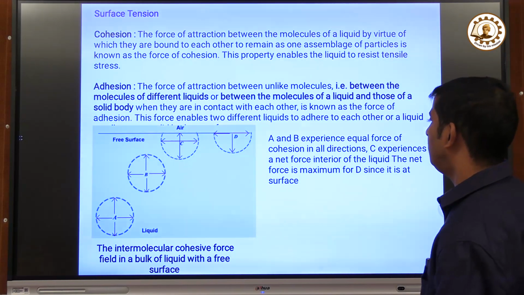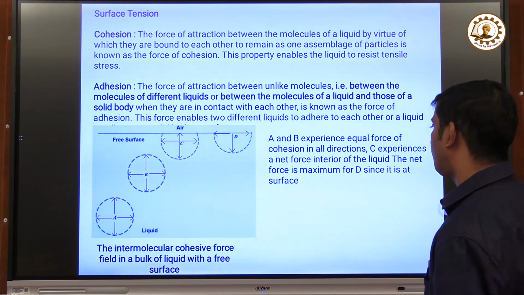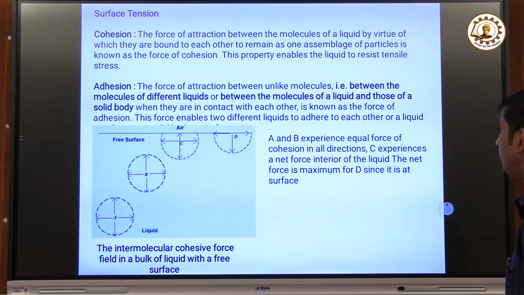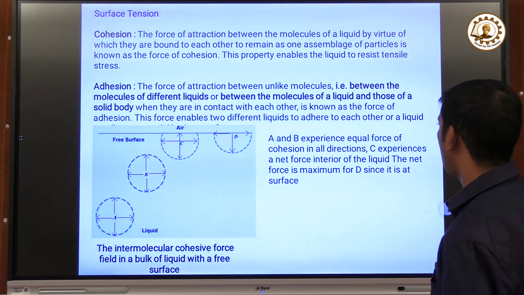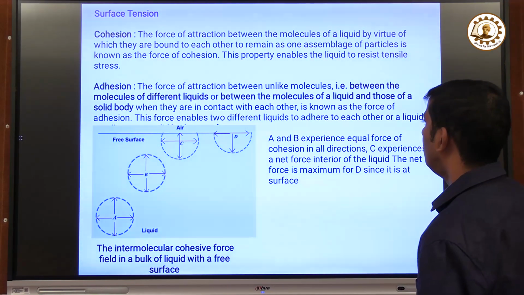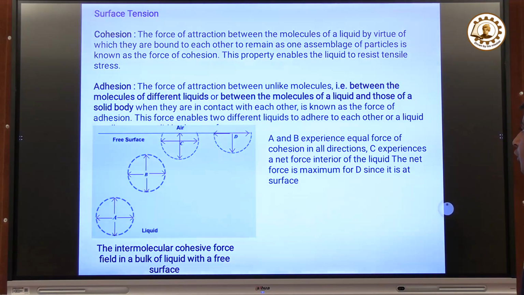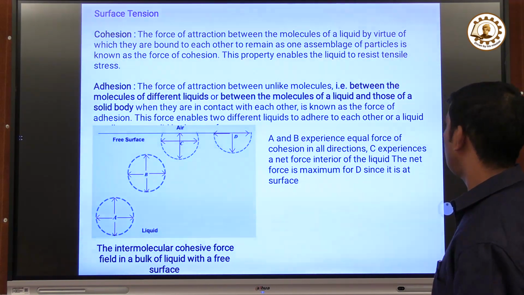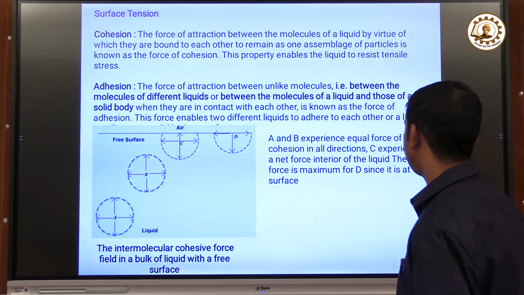Consider the intermolecular cohesive force in the bulk of a liquid with a free surface. If you consider the elements A and B, they experience equal forces of cohesion in all directions. And if you consider the element C, then C experiences a net force towards the interior of the liquid, and the net force is maximum for D since it is at the surface.